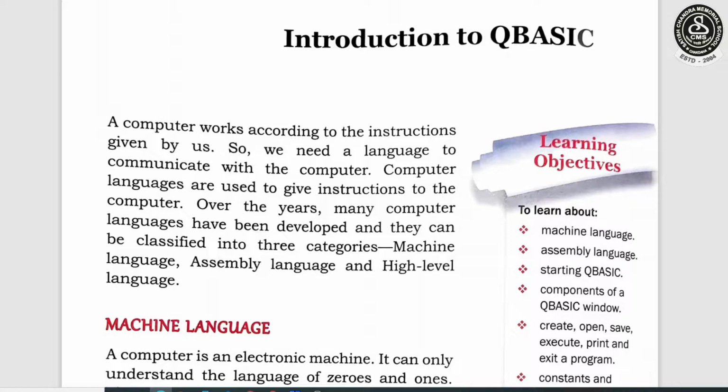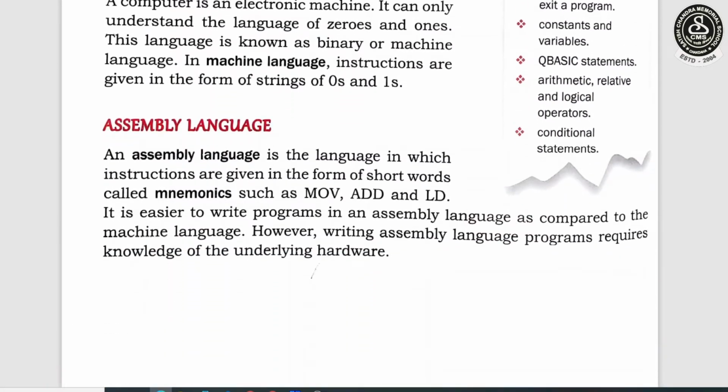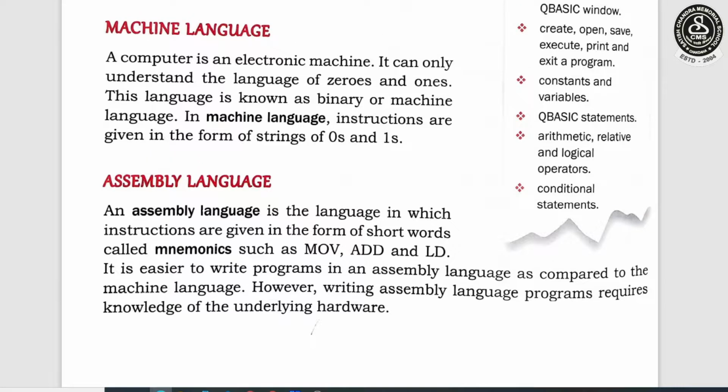As I have told you, we can classify the language into three types, that is machine language, assembly and high level. So the first topic is machine language. I have already discussed that machine language is something which the computer can understand. That means it comprises only zeros and ones, which the computer can understand. As it is related to the machine, that's why the name is machine language.